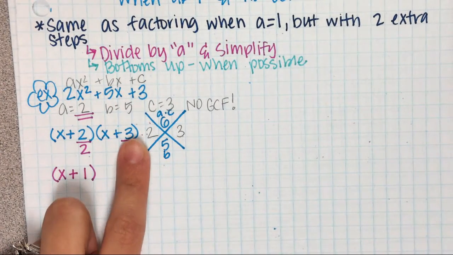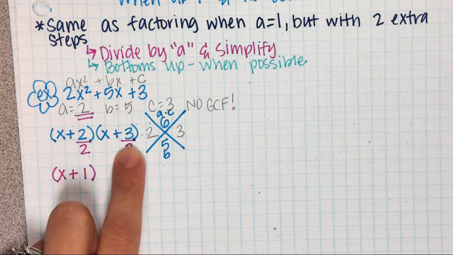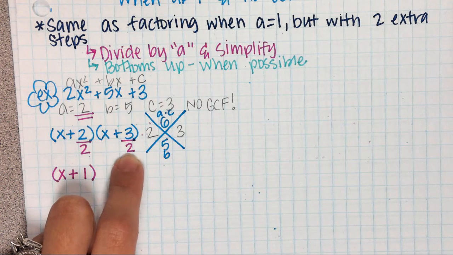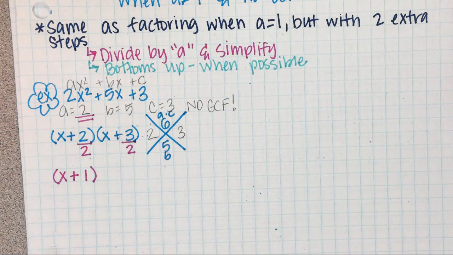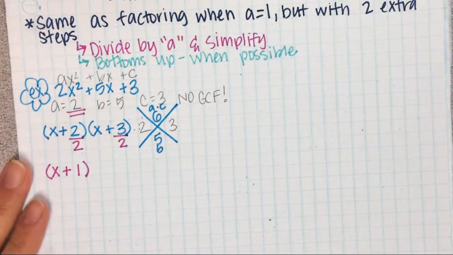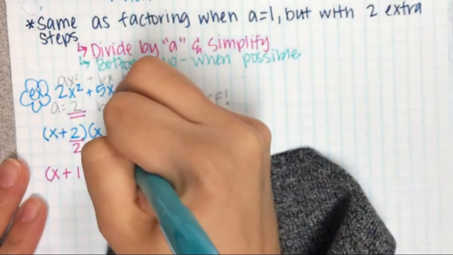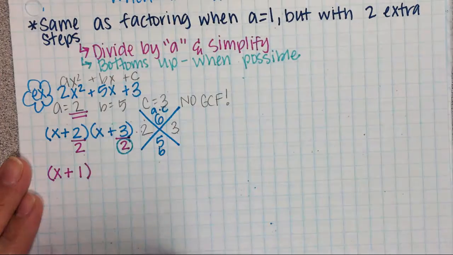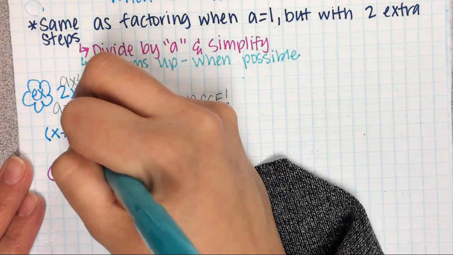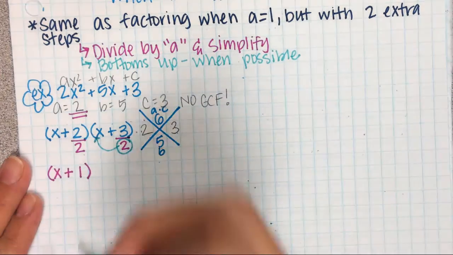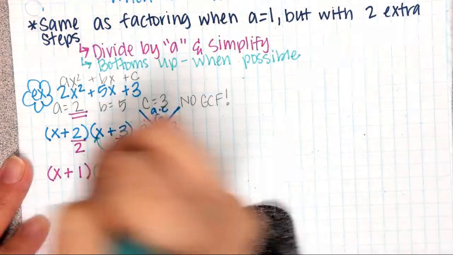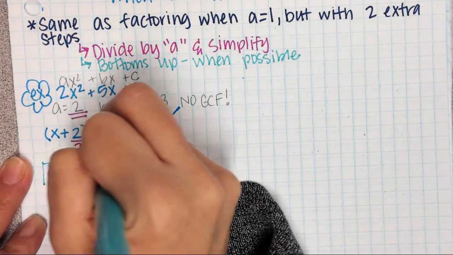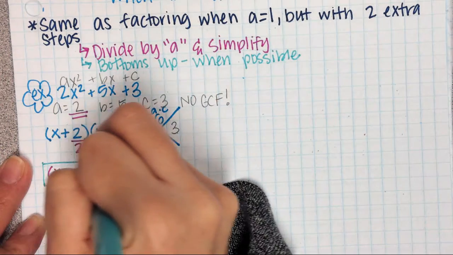However, over here, I can't do 3 divided by 2 because I'll get a decimal, and I can't simplify this fraction any, so I go to my next step, which says bottoms up when possible. We don't want to see a fraction. Fractions are icky when it comes to factors. So we take the bottom of the fraction and move it up to the front of the inside of the parentheses. So that would be 2x plus 3. And that's my answer.